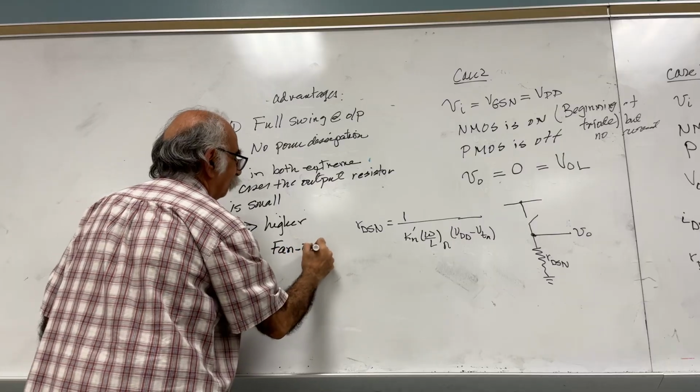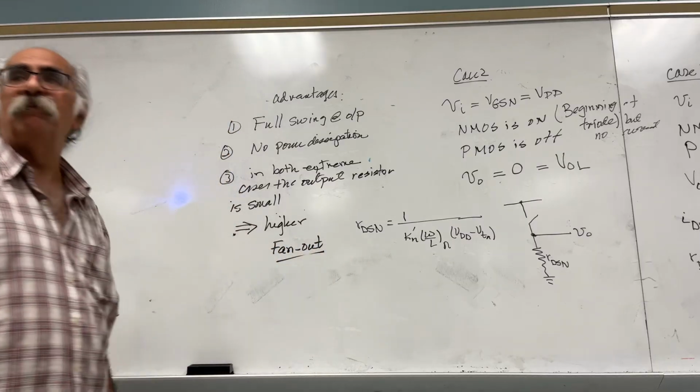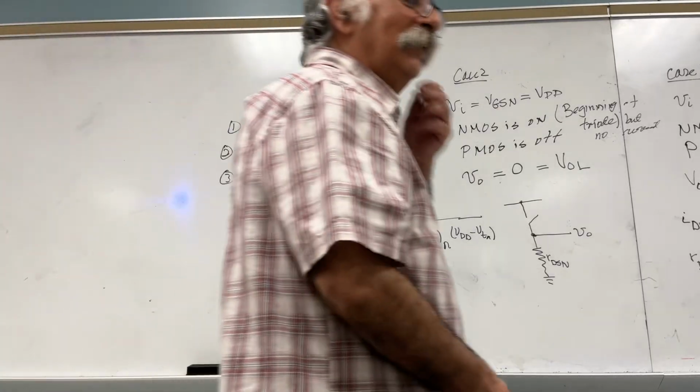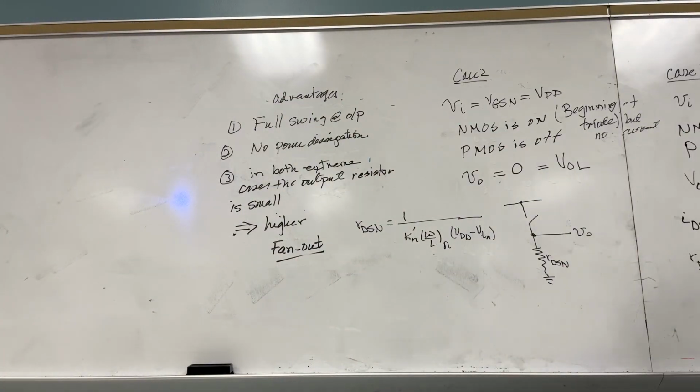Let's see if you still remember this. What does fan out mean? Did we discuss it in the introductory? Yes. Fan out is how many logic gates you can drive. Because the output resistance is very low, the voltage drop across them will be very little, which means it does not affect the levels for the following stages. Clear?